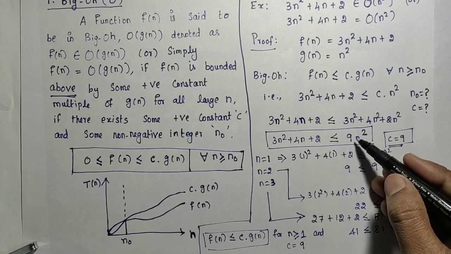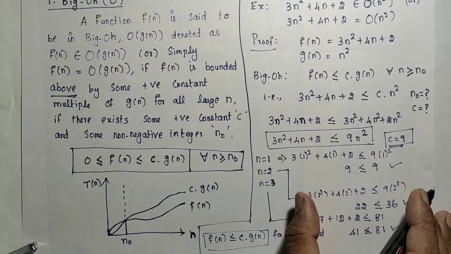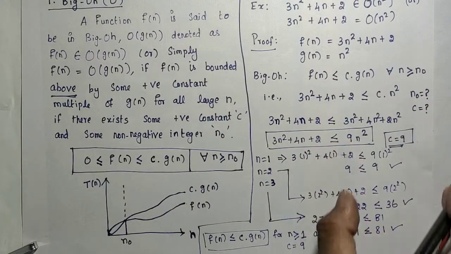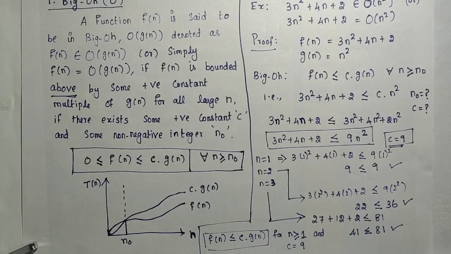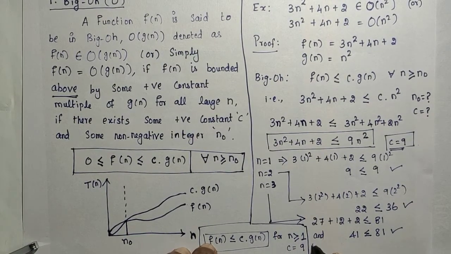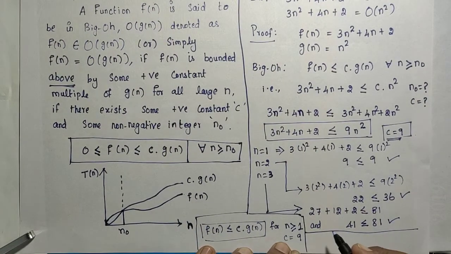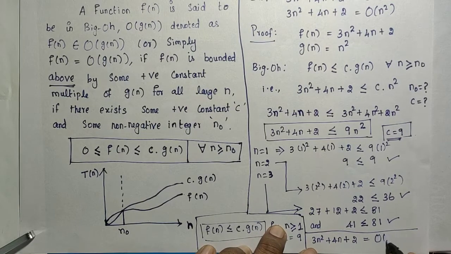So we can say that with C equal to 1, after this n naught value it is true. Like that we can also say. This is only by the substitution method. By substituting some n value, we have to prove it for the C value. So now we can say that f of n, which is 3n squared plus 4n plus 2, is equal to O of n squared.